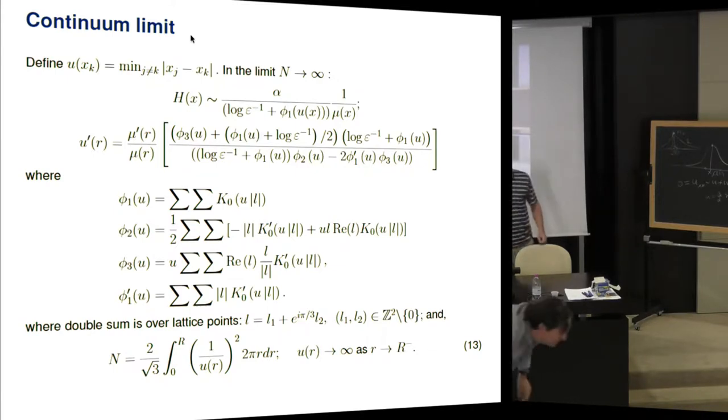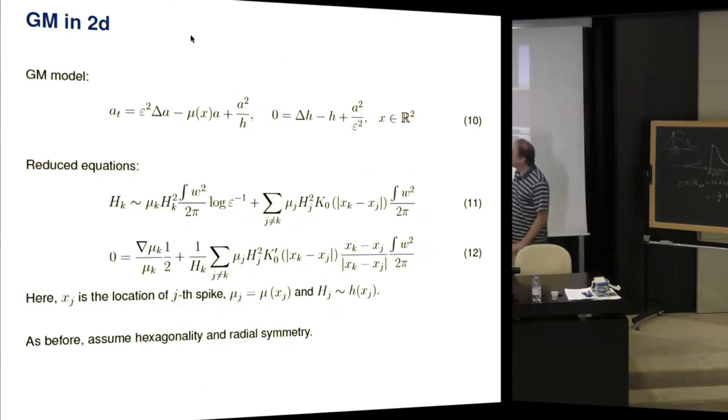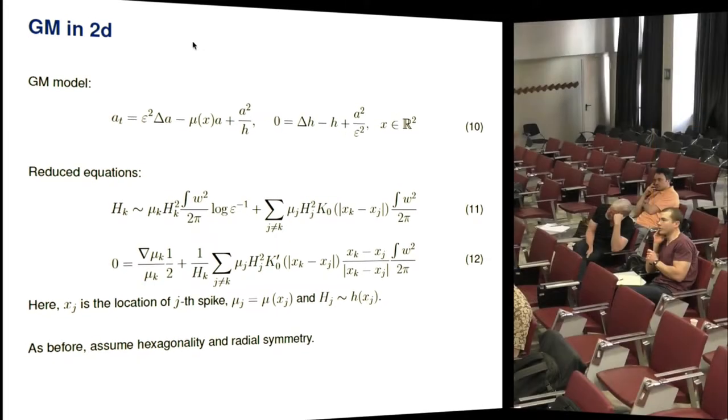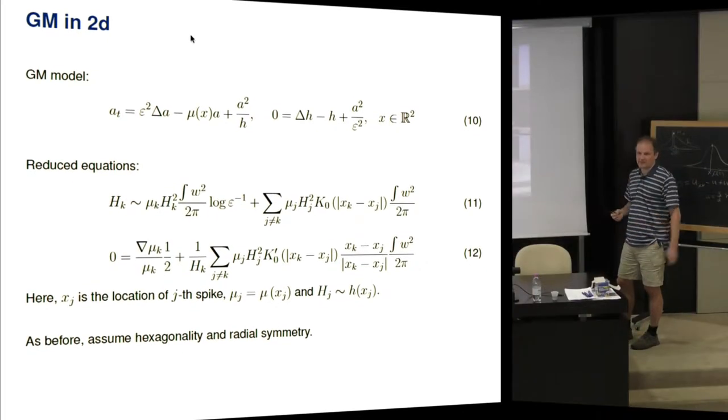Yeah, question? On the previous slide, you start with the PDE. Yeah. And then somehow the number of spikes, capital N, is determined by that PDE? Oh, good question. No, it's not determined by the PDE. You can fix an N. There are solutions that consist of two spikes. There are solutions that consist of three spikes. There are solutions that consist of N spikes. So you choose capital N.